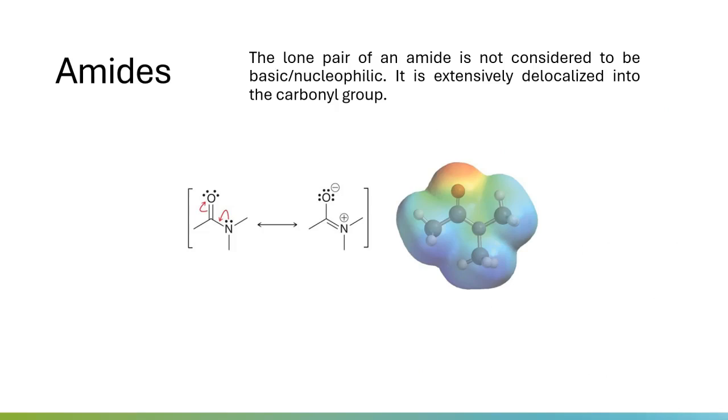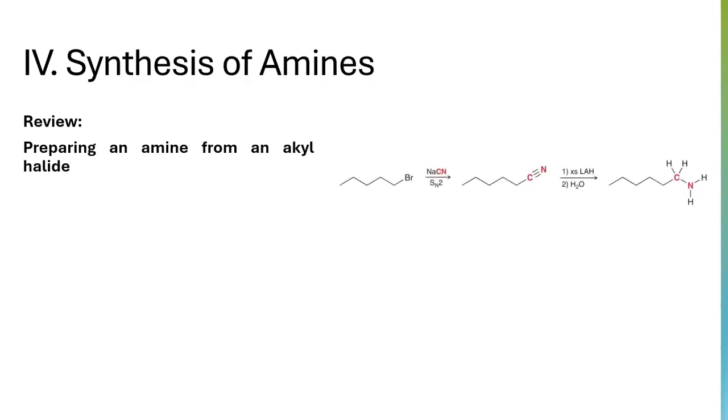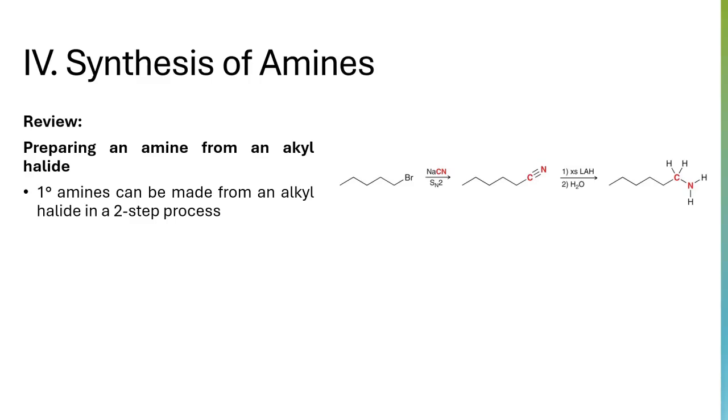4. Synthesis of amines. Let's review. Preparing an amine from an alkyl halide: one can prepare an amine by having it undergo an SN2 reaction with something like cyanide, followed by reduction to form the amine. Primary amines can be made from an alkyl halide in this two-step process. The carbon skeleton is also expanded by 1 carbon.